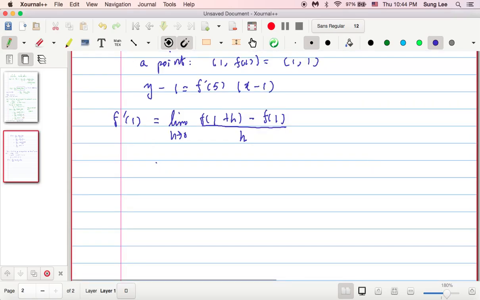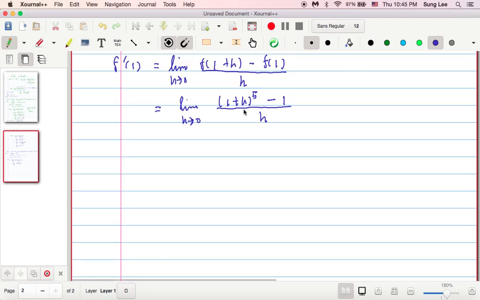So that's equal to the limit as h goes to 0 of (1 plus h) to the power 5 minus f of 1, which is 1, all over h. Now we will have to expand this, 1 plus h to the 5. We remember a plus b squared, a plus b cubed, but what about a plus b to the power 5? How do we expand it? Expanding it is not a problem, but is there an easier way? Yes, actually there is.